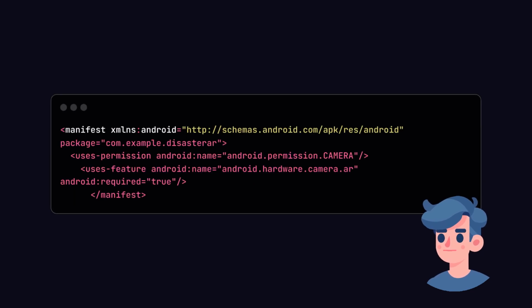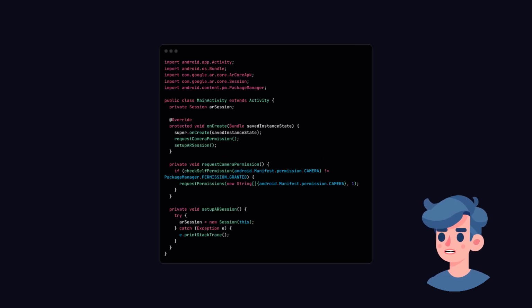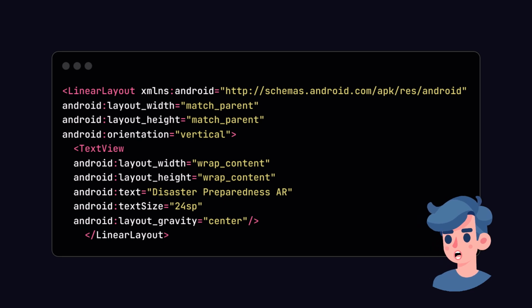Now, we'll set up the AR permissions in our AndroidManifest.xml file. Open this file and add the following permissions: camera permission, ARCore session permission. Now that we've configured our application, let's set up our main activity. Open MainActivity.java and replace its content with the following code that initializes the AR session. Great! We have the basic setup done for our AR session.